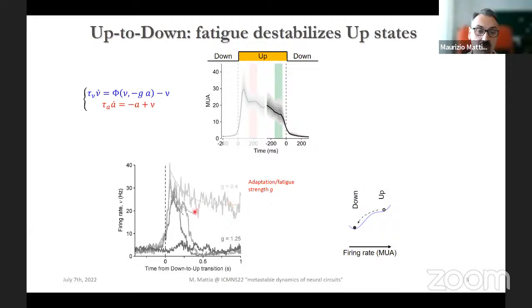This is not the case when you move from a condition in which you have a stronger adaptation. Indeed, the stronger the adaptation, the shorter the upstate duration. This additional ingredient actually leads to a different shaping of the Lyapunov function, in such a way that the upstates start to be unstable, and then you have a downhill descent from this valley to the other state.